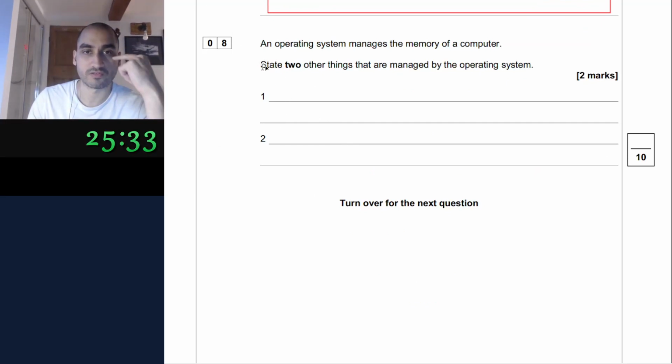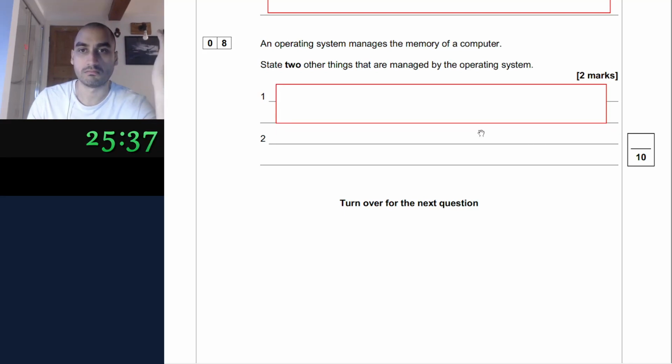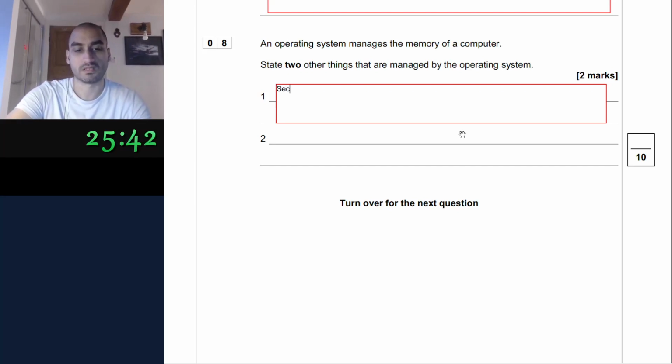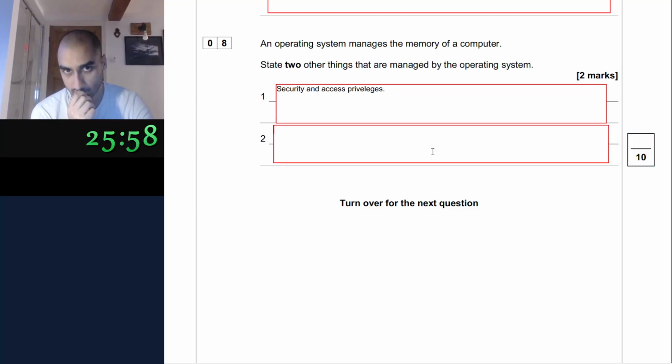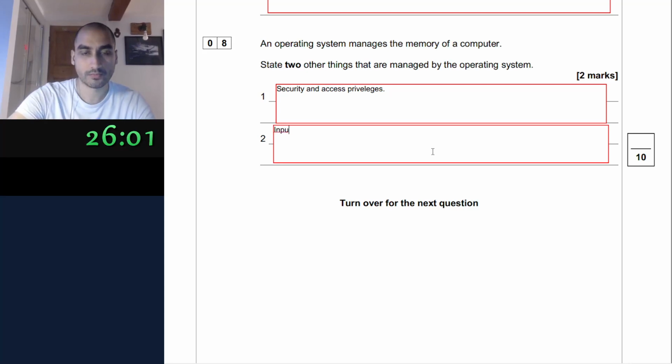Operating system manages the memory of a computer. State two other things that are managed by the operating system. I don't know. Security and access privileges. Input and output peripherals.